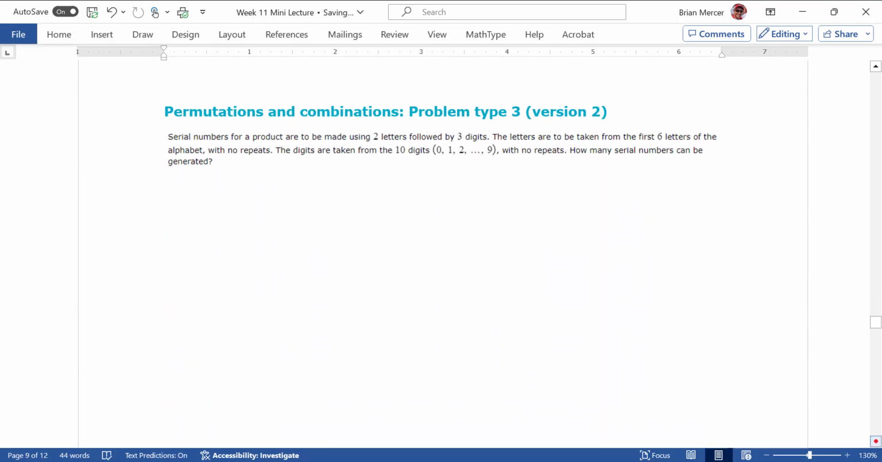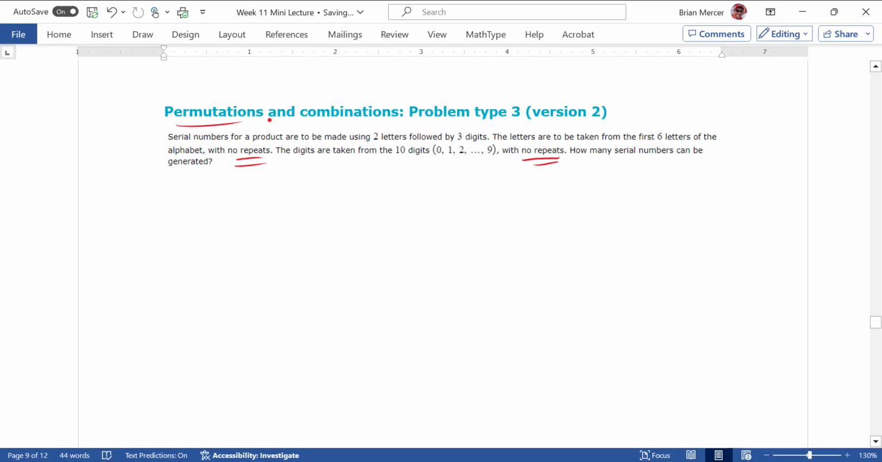The other scenario here is version 2 of this problem type 3. We've got a serial number for a product to be made using 2 letters followed by 3 digits. The letters are taken from the first 6 letters of the alphabet with no repeats. Again, that's reminding us that it's without replacement. The digits are taken from the 10 digits 0 through 9 with no repeats. So how many serial numbers can be generated? Again, that's no repeats. If repeats were allowed, then it's a different question.